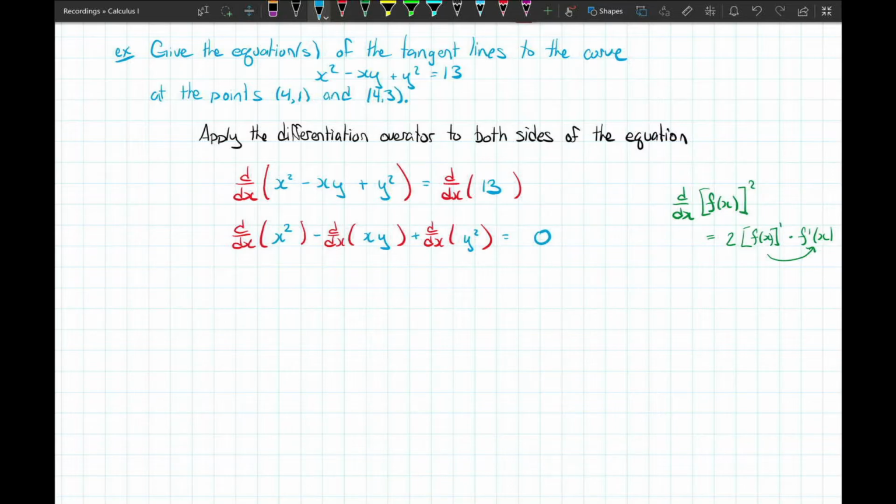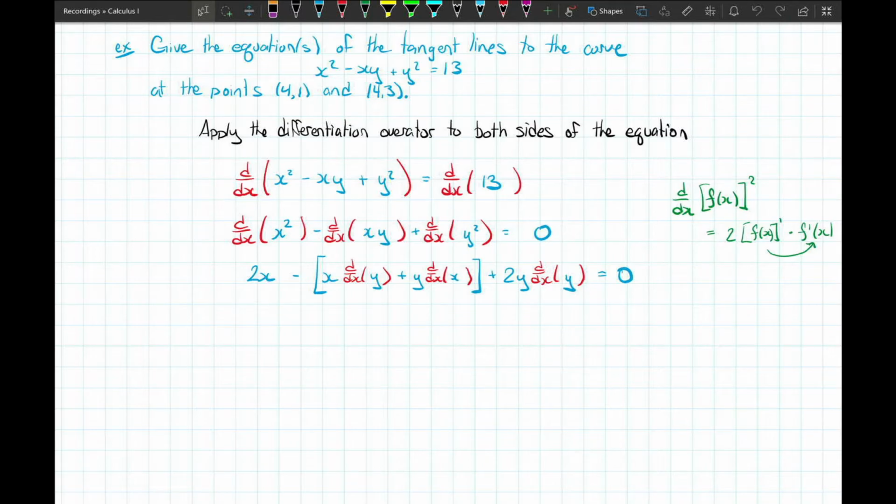Applying the sum and difference rules on the left and the constant function rule on the right. And then we have our basic power rule. And then we have our product rule. Then we have to be a little bit careful here when we reach the power rule on y. Remembering that y is really a function of x, just stated implicitly, we'll have to use the power rule, 2y, and don't forget our chain rule.